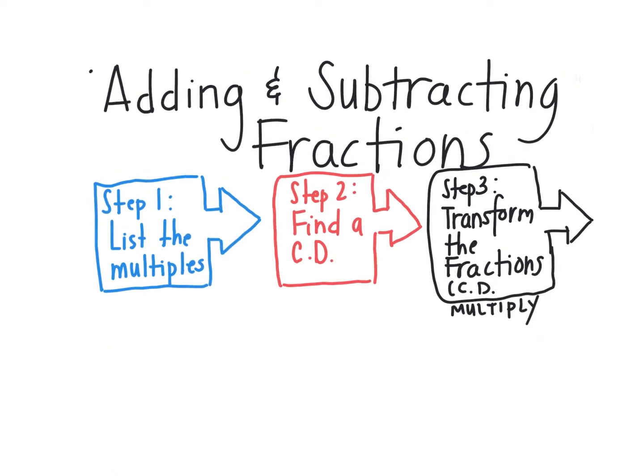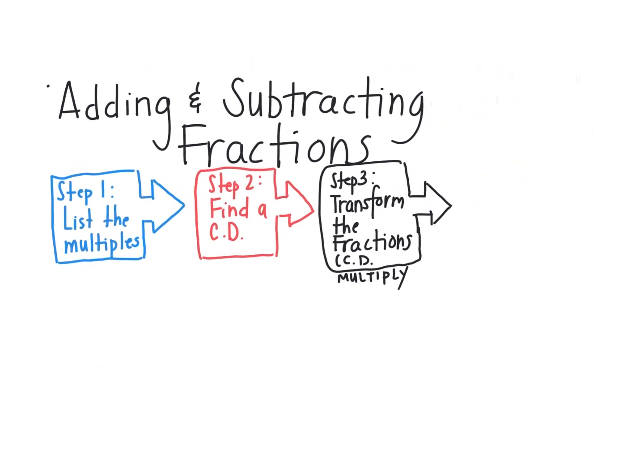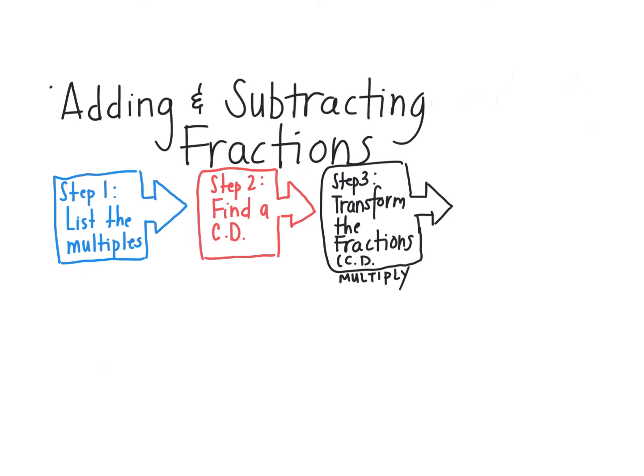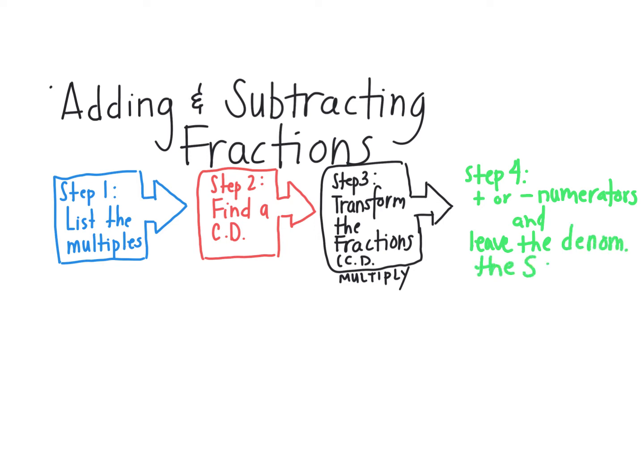And then there's one last step we are going to work with, which is the most important to the skill that we're learning today. And that is step 4. We are going to add or subtract the numerators, okay, the top numbers, and leave the denominators the same. All right, leave the denominators the same. That is our last step, and we don't need another arrow. We just need to draw a box. Okay, so our step 4 is we add or subtract the numerators, and then we leave the denominators the same.